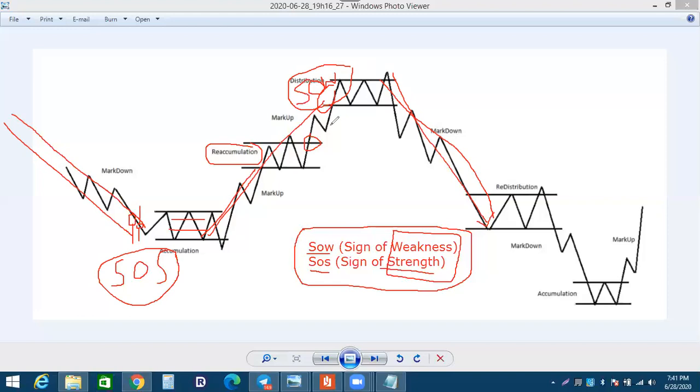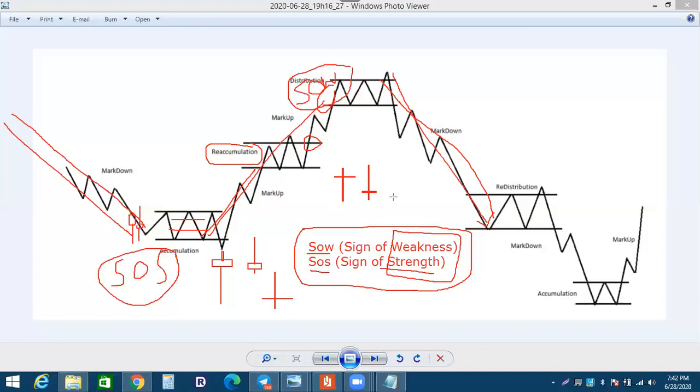So there are some candles which show the strength and weakness of the trend. Those candles are the hammer, pin bar, inverted hammer, inverted pin bar, and this type of long-legged doji in the uptrend. These are the signs. After these signs, the market will change direction.